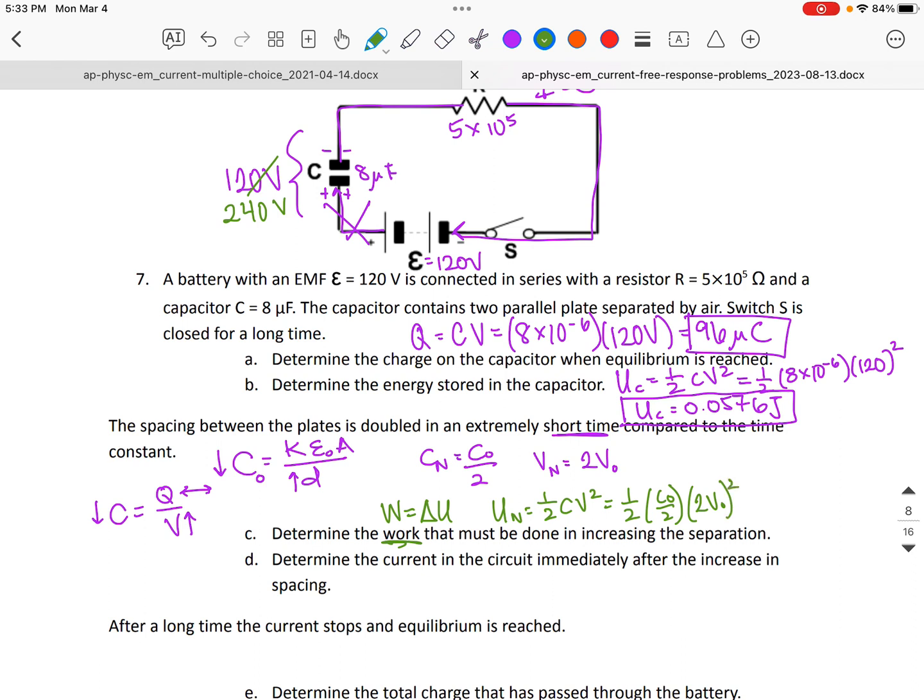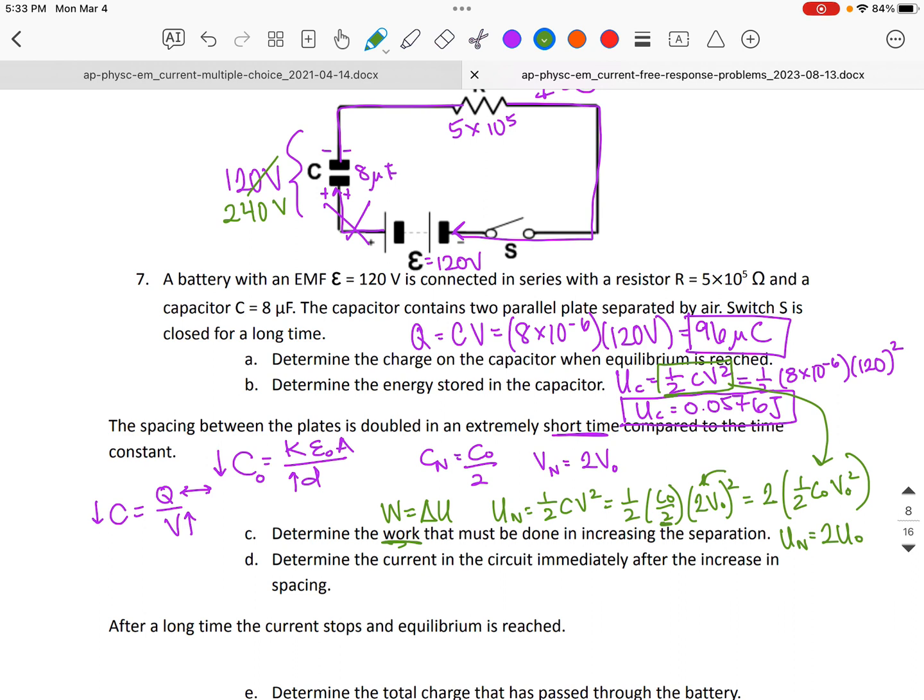If I simplify all of this down, my 2 squared gives me 4. That reduces down with this 2 in the denominator, and I end up with 2 times my original equation, 1/2 C naught V naught squared. So if I look back at the original, I really have my new energy as double the original.